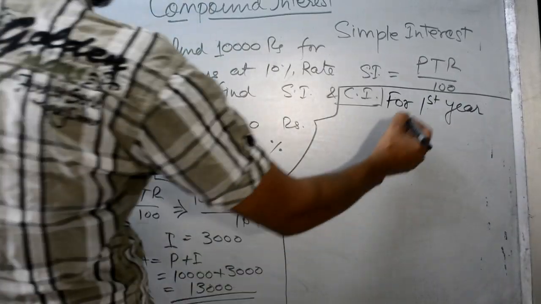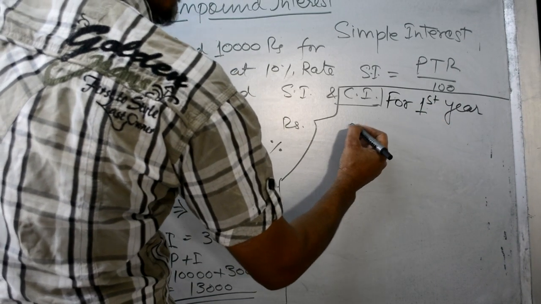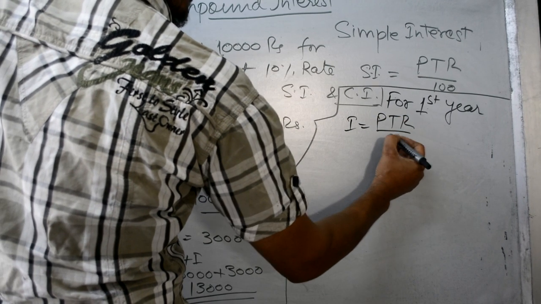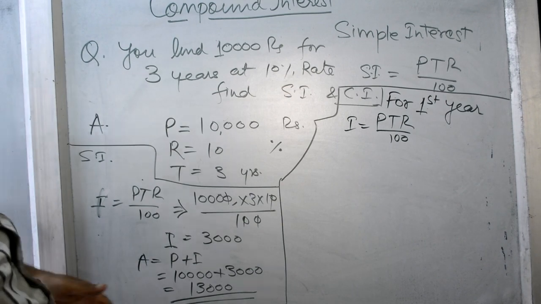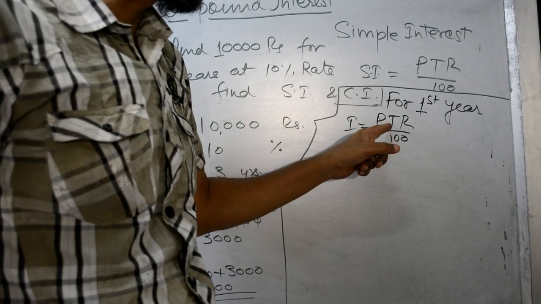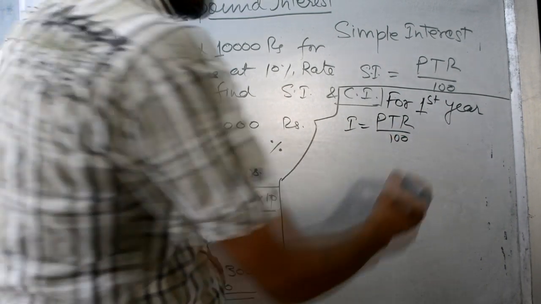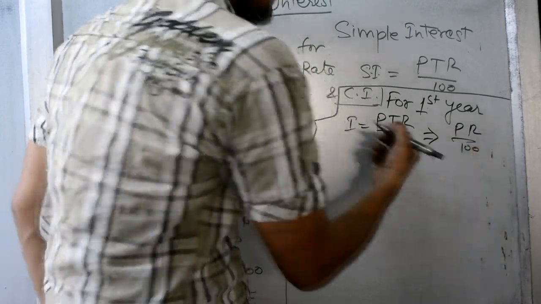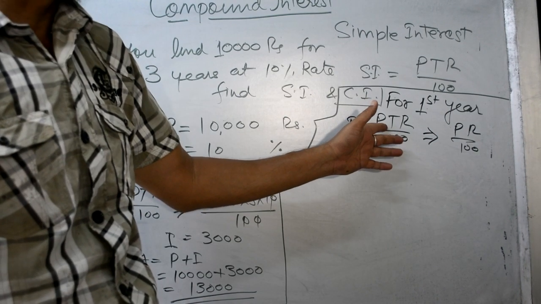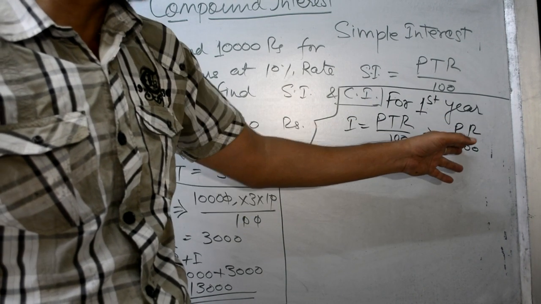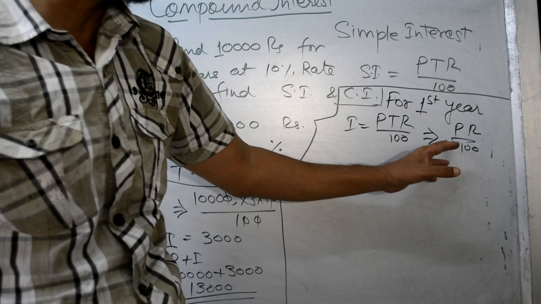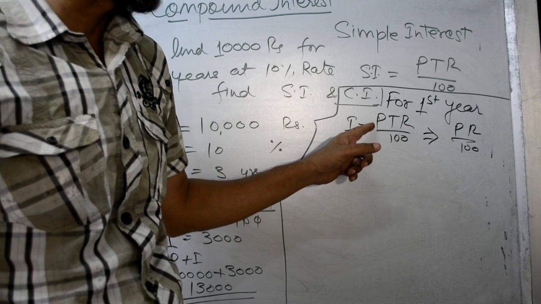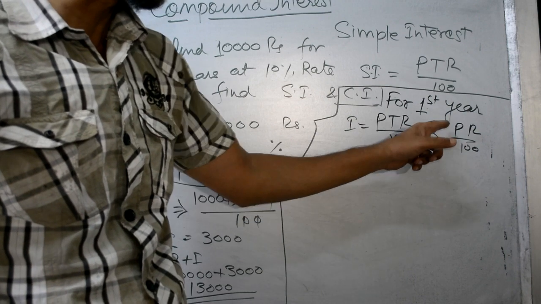What would it be for the first year? The formula will be interest is equal to PTR upon 100. As in the live class, I have given you this example that the time will always be 1 year. So the formula may also be rewritten as PR upon 100. Because time is 1 year and 1 can be removed from here. But don't write it in the examination because your teacher will cut the marks. You are getting 1 mark for the formula PTR upon 100. This is only for simplification.